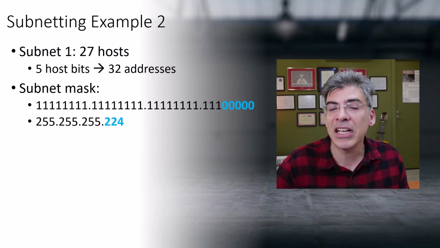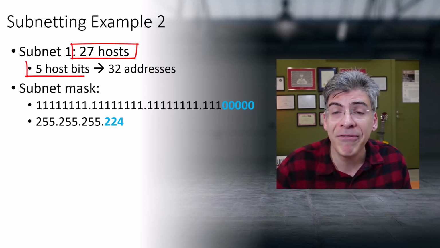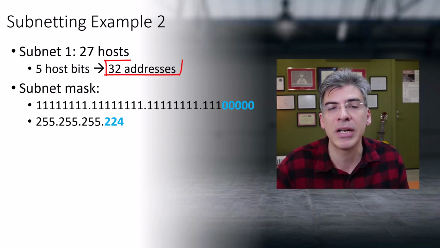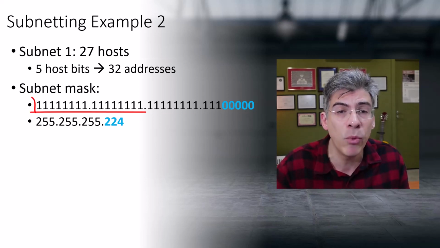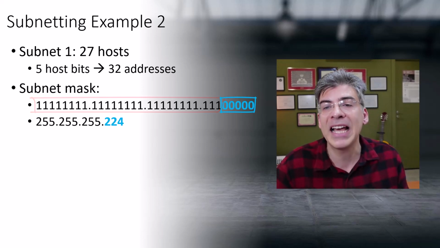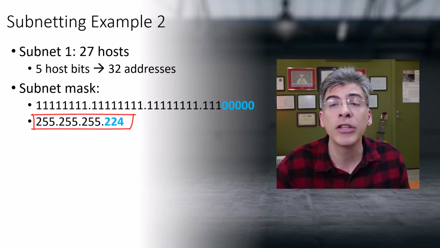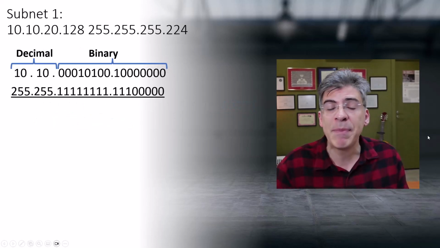Take a look at the details of subnet number 1. We have 27 hosts, we have 5 host bits, which gives us a range of 32 addresses. With 5 host bits, that means that our subnet mask in binary is composed of 27 ones and 5 zeros, like so. In dotted decimal format, that comes to 255.255.255.224.